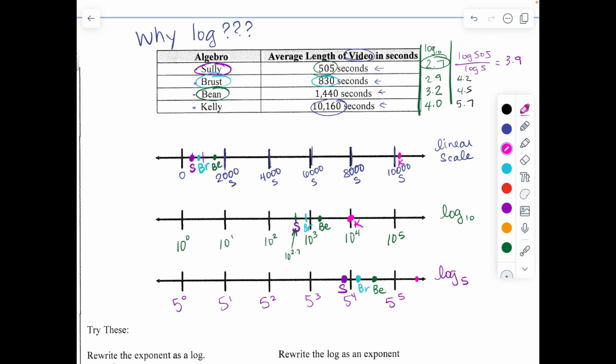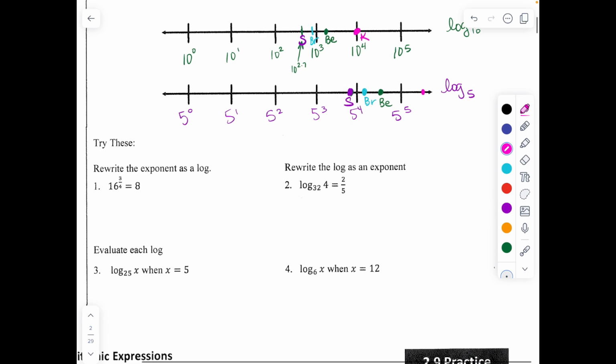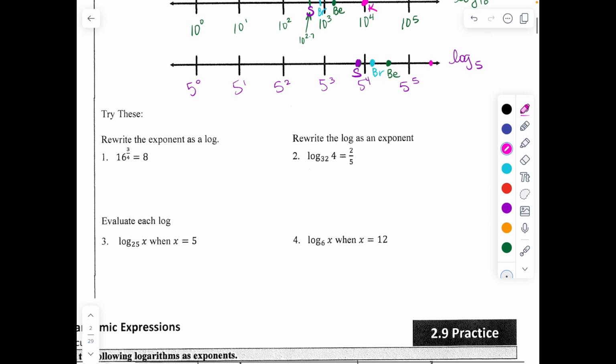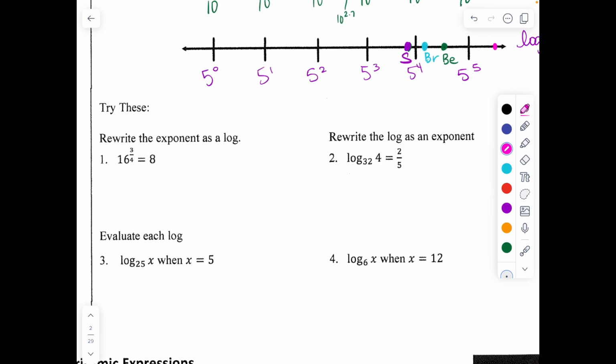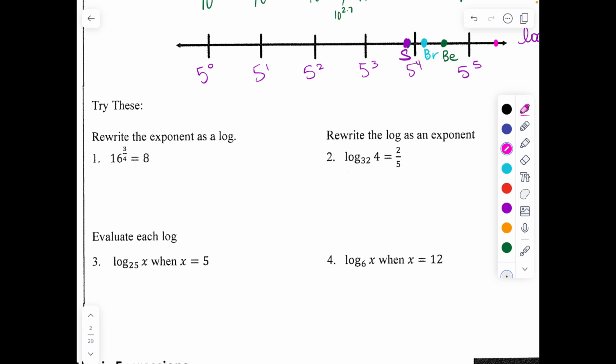Okay, so right now I want you to push pause on the video, and I want you to try these 4 problems and see if you get them right. Then we'll go over them in class, but I want you to try them now. Go ahead and push pause.